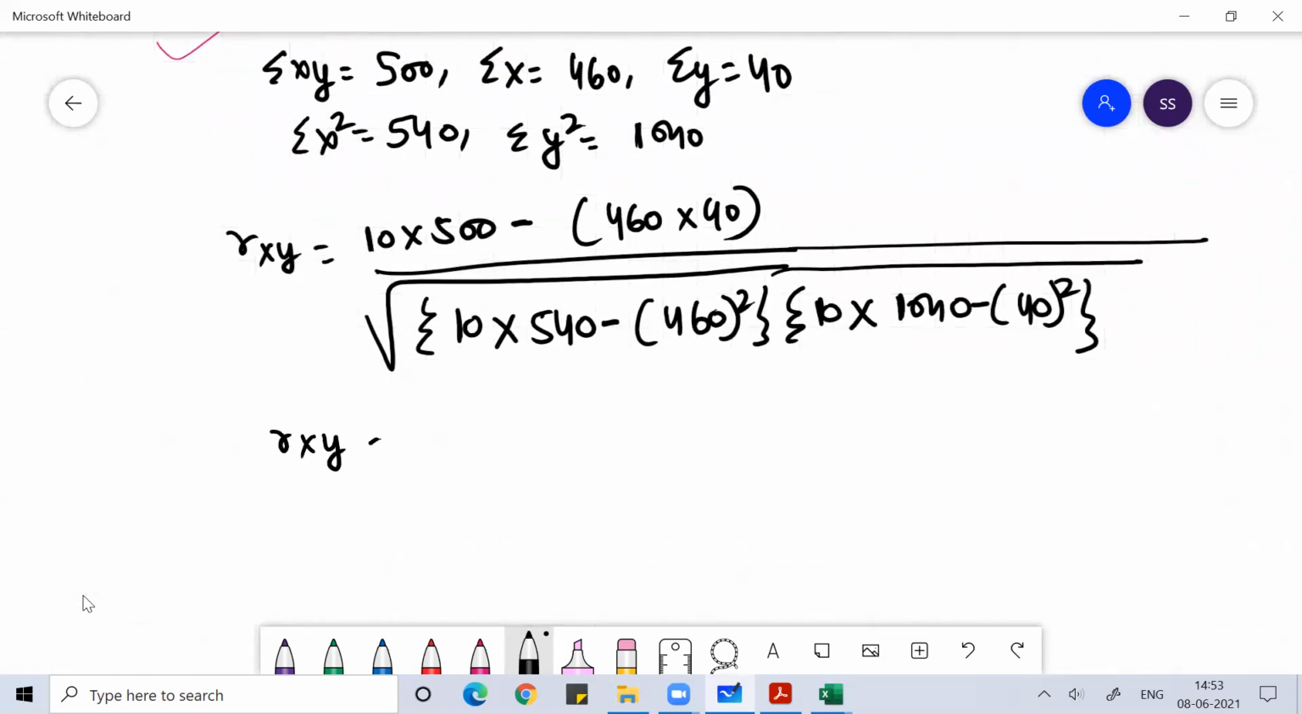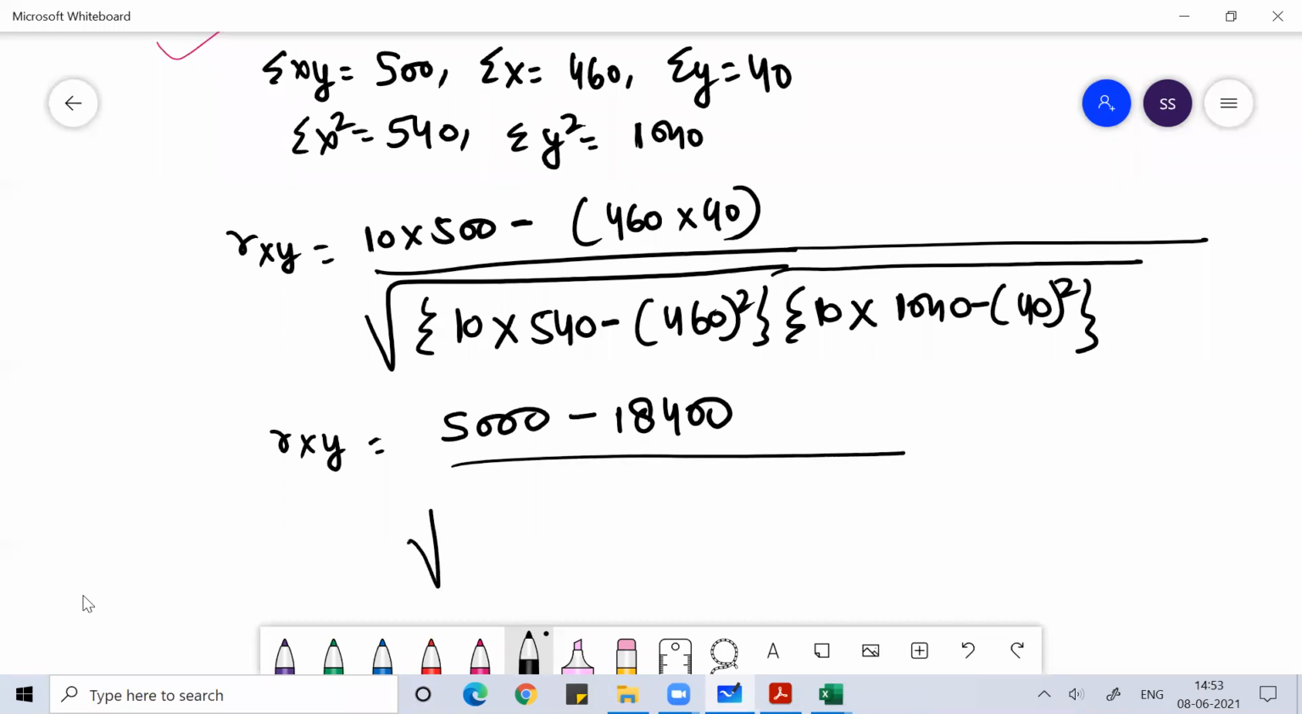R of xy, that is 5000 minus 46 4s are 24, 18, 16 plus 2 is 18, so 18400. I'm getting a negative value, guys. Negative value. Let's see, the denominator should be negative then. Otherwise, there's a chance of some mistake.